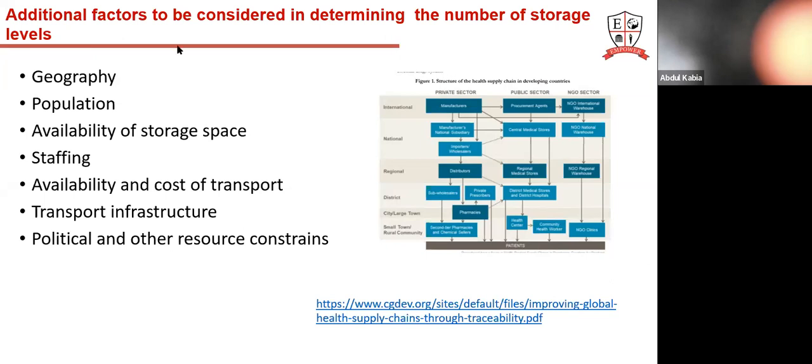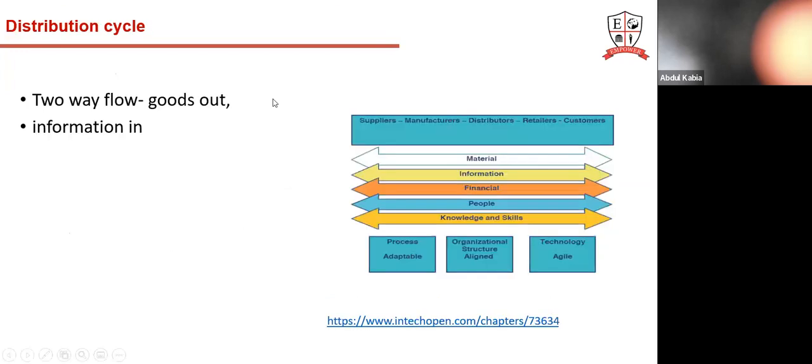Consider staffing. Do the staff at this level have the capacity to manage commodities? Do they have the requisite understanding to report? Look at the availability and costs of transport. Look at the infrastructure in the country. What does the country have? Is a transport system available? What are the options? Look at the political and other resource constraints. These are all the things you need to take into consideration before you think of erecting a store, and how you are going to do the distribution system within the storage. Next slide. Next slide, please.